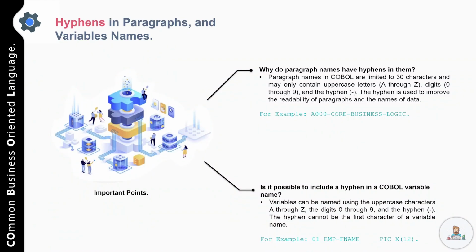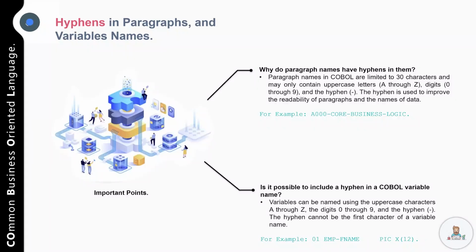So in COBOL, paragraph names are limited to 30 characters and may only contain uppercase letters, that is A through Z, or digits 0 through 9. And in between these, you can use hyphen. The hyphen is used to improve the readability of the paragraph in your COBOL program.